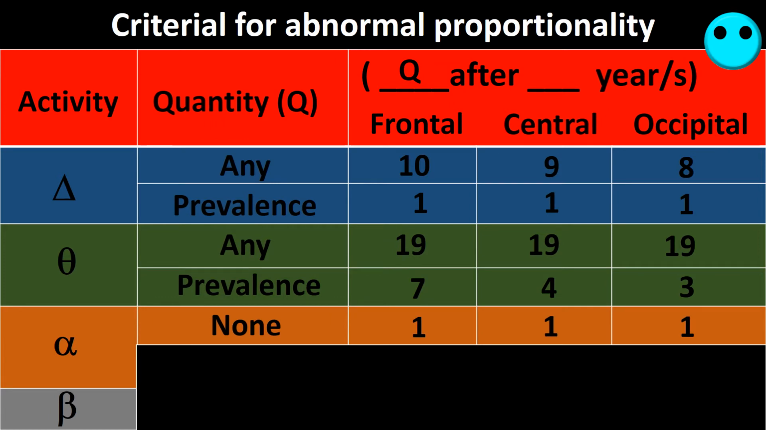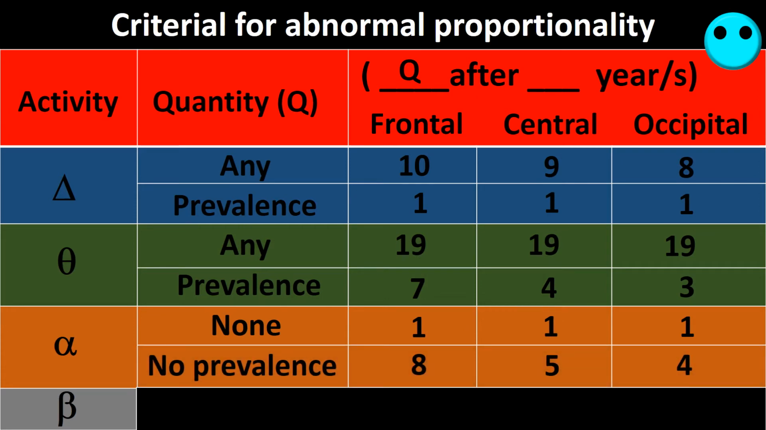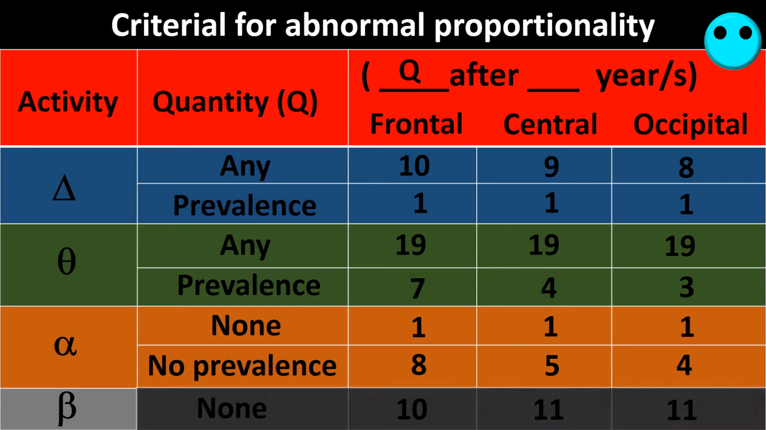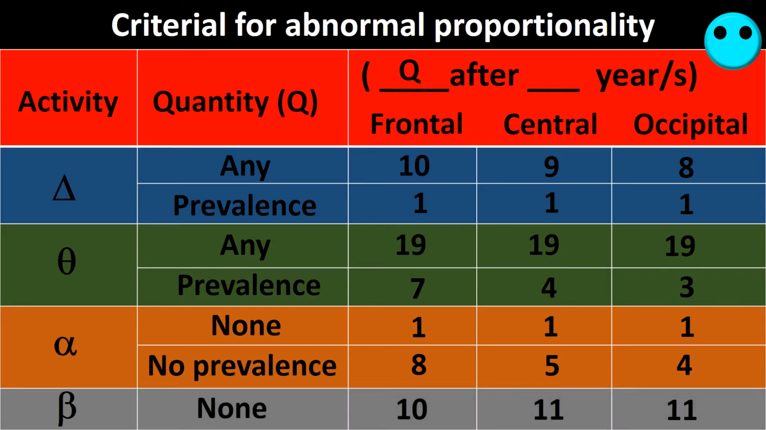Any alpha activity before 1 year is abnormal. Not a prevalence of alpha activity after 8 years in the frontal region, 5 years in the central region, and 4 years in the occipital region is abnormal. Any beta activity before 10 years in the frontal region and before 11 in the central and occipital region is abnormal.